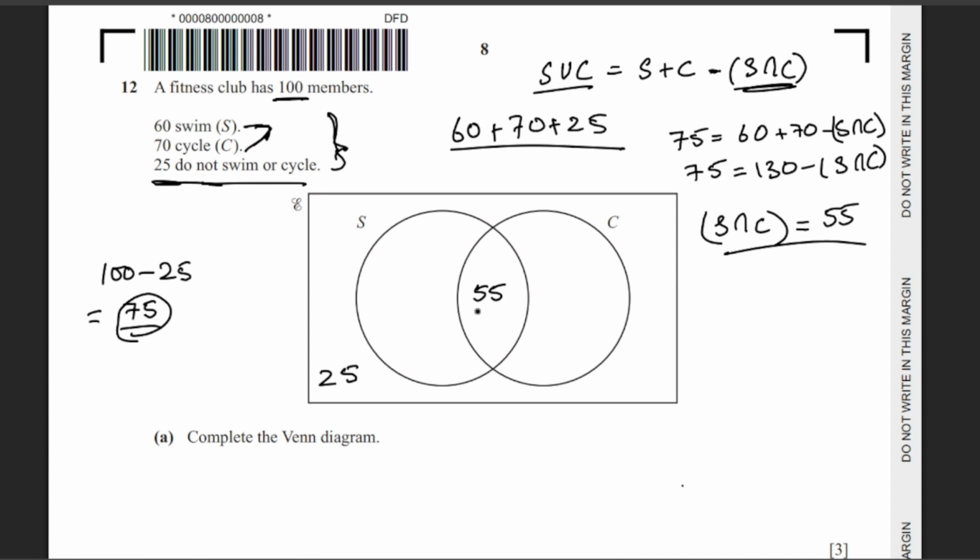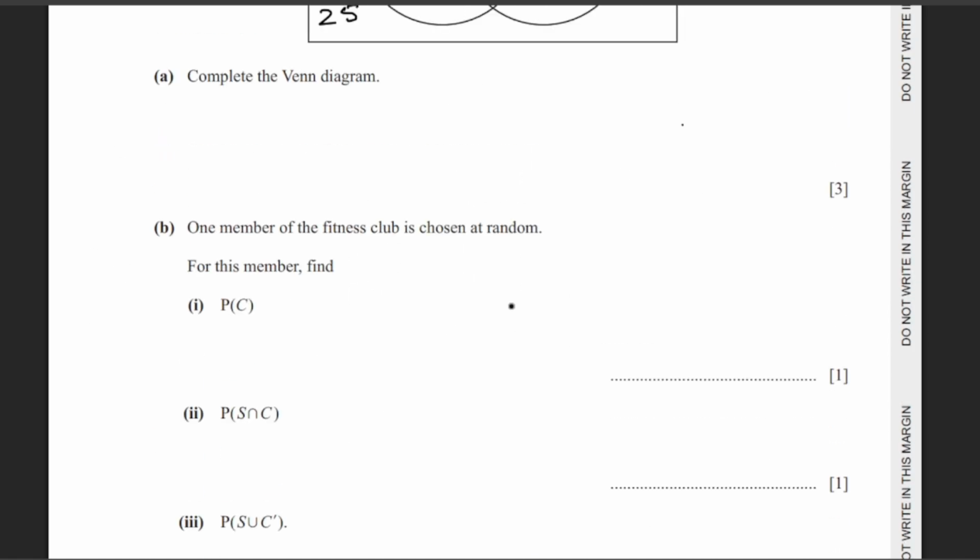Now, if 60 people swim, that means 5 people need to be in here to complete the 60 from this side, and 15 people need to be over here to complete 70 from this side. And that is basically it. That is 3 marks.